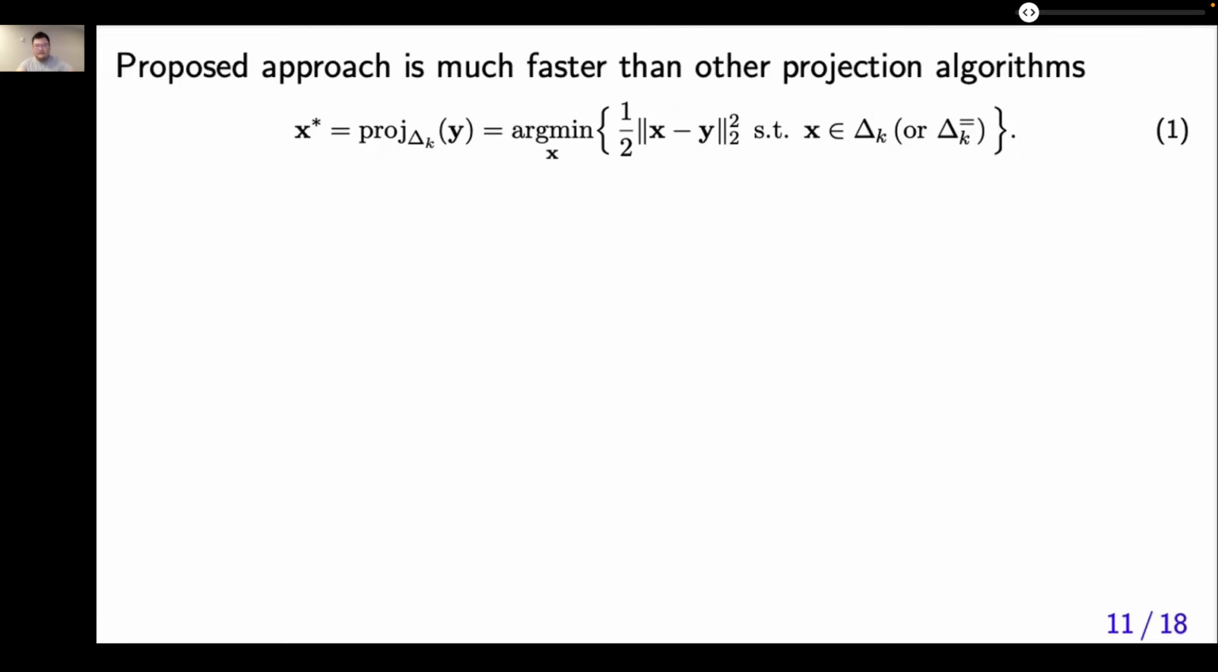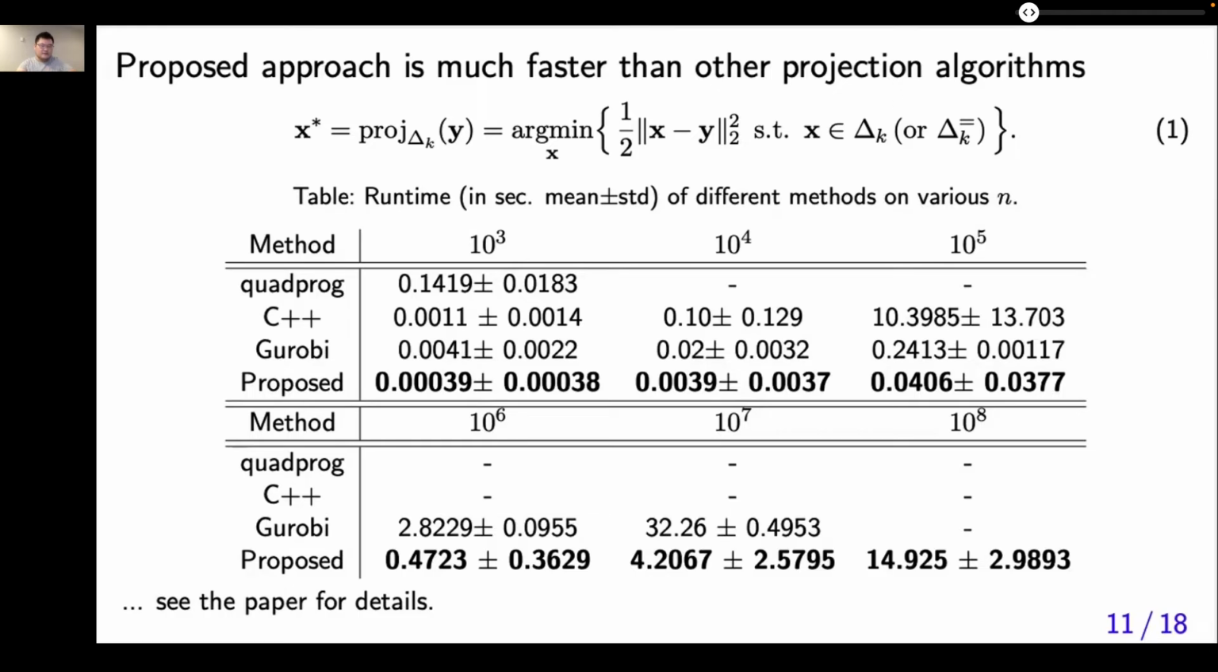So first, we will talk about how the proposed method is much faster than other projection algorithms. Faster in what sense? Faster in the sense of solving this problem 1. This table shows the runtime in seconds of different methods on various sizes of vector over 100 random trials of experiment. We have 4 methods: quadprog, that means quadratic programming, a general purpose solver in MATLAB; a C++ method, which is a paper that previously studied the projection onto the capped simplex, and they wrote their code in C++; Gurobi, a commercial software; and the proposed method.